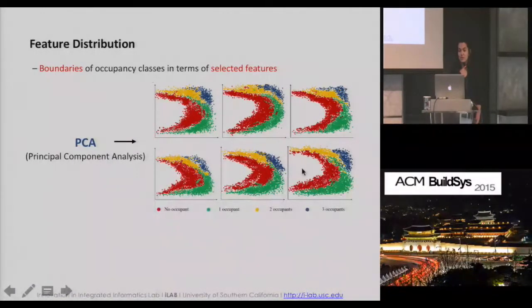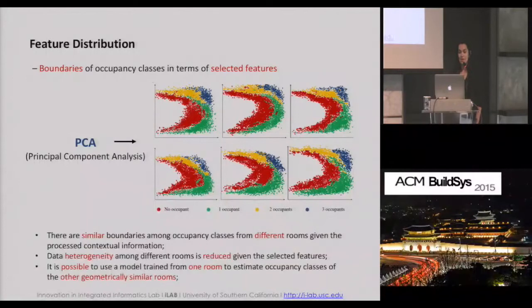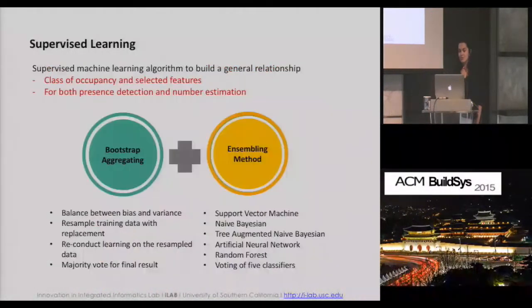You can see that there are clear boundaries in terms of occupancy statuses. There were 4 occupancy statuses in these spaces. Nobody is in the room, or 1, 2, or 3 occupants. We have concluded that we can use a model trained from one room to estimate occupancy classes in another room.